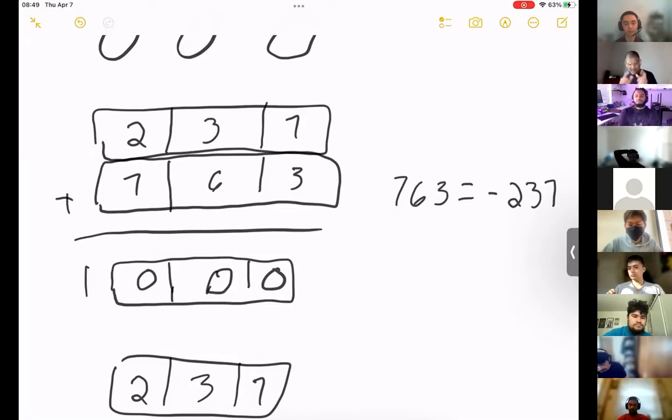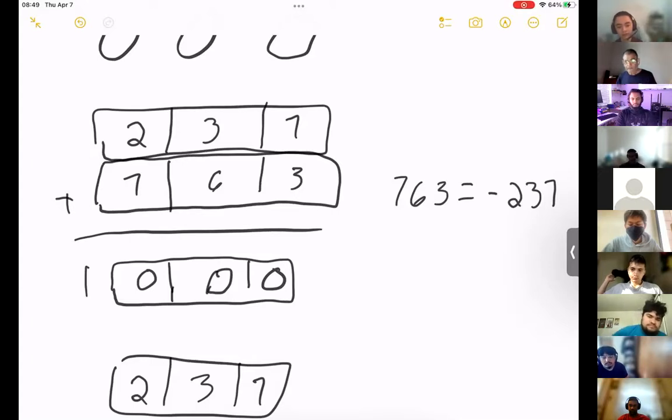This is unintuitive. That's why we're spending so much time on this, because especially beginners look at it and say, that is a positive number, 763. How could it possibly be negative 237? This is how it can be negative 237. Is that okay? Yeah, Michael, you had a question.